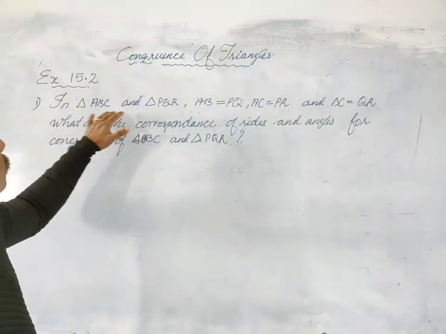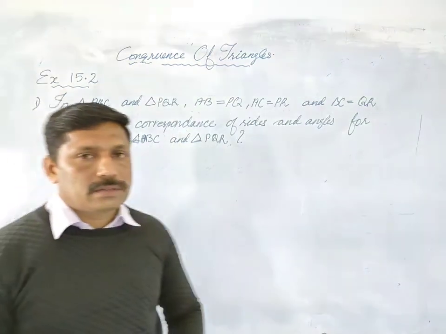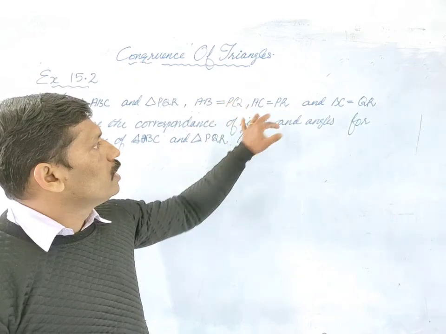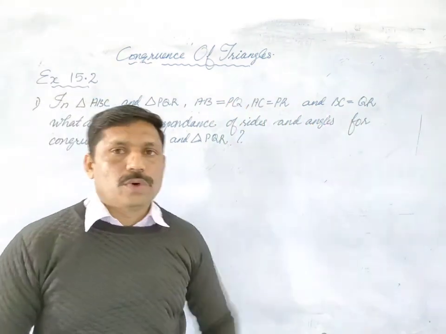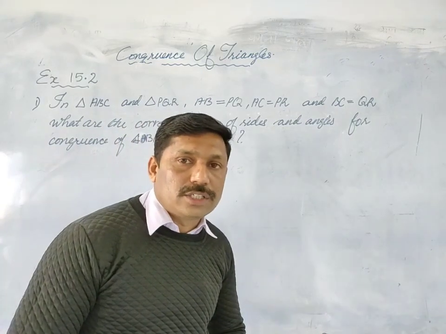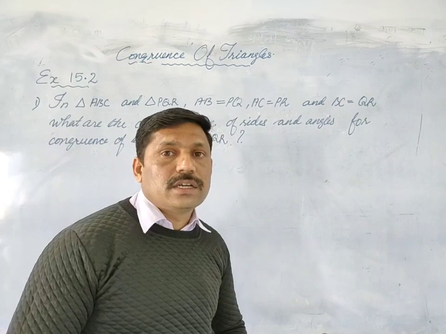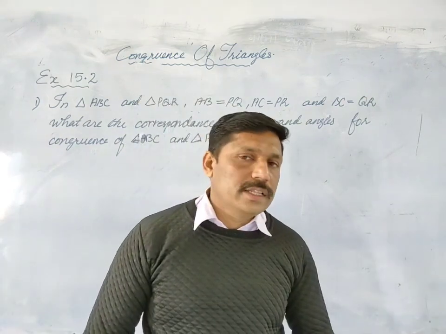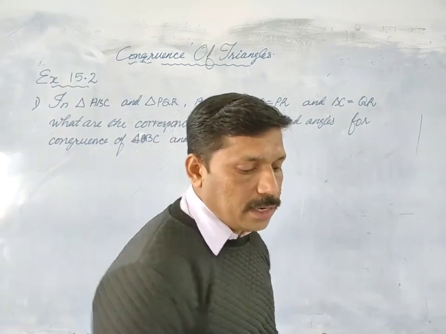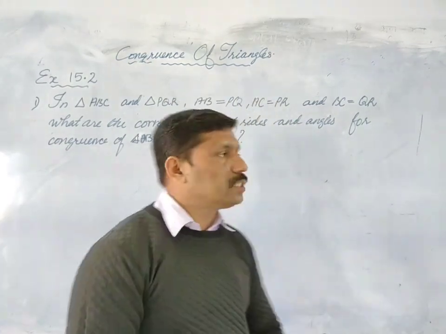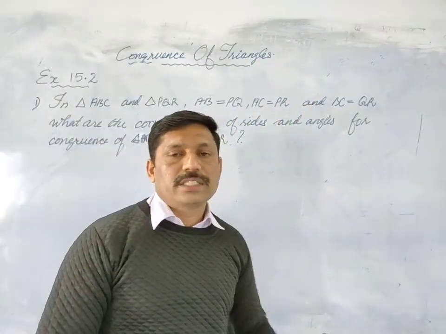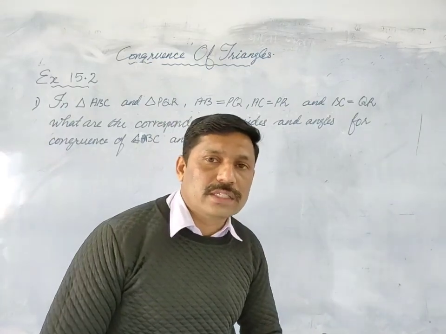Here it is said that triangle ABC and triangle PQR are congruent. That means their corresponding sides are congruent. AB is equal to PQ, AC is equal to PR, and BC is equal to QR. And what are the congruence conditions of their sides and angles? You have studied that if two triangles are congruent, their corresponding sides are equal and corresponding angles are also equal. This is congruent by SSS condition because three sides are equal here. That means the two triangles are congruent.